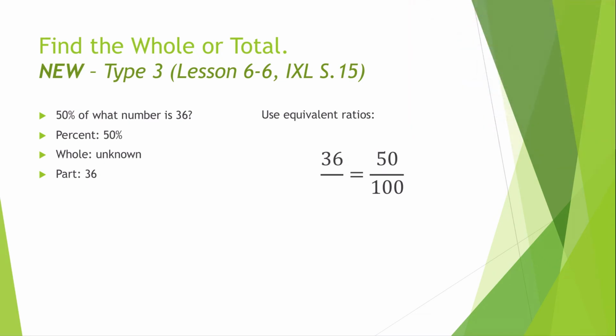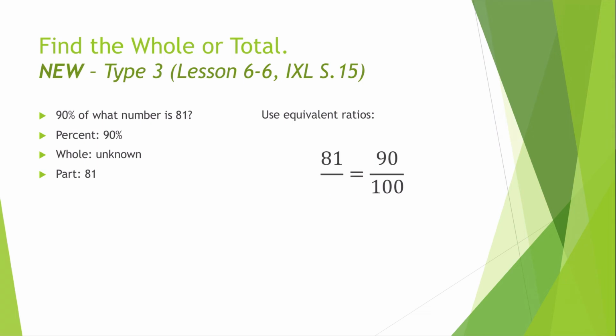We're saying 50% of what would be 36. So this is one where you could use equivalent ratios this way and say, okay, I know that 50 times 2 is 100, so I could do 36 times 2 to get me this answer here, 72. So I know that 50% of 72 is 36. So I could do it that way.